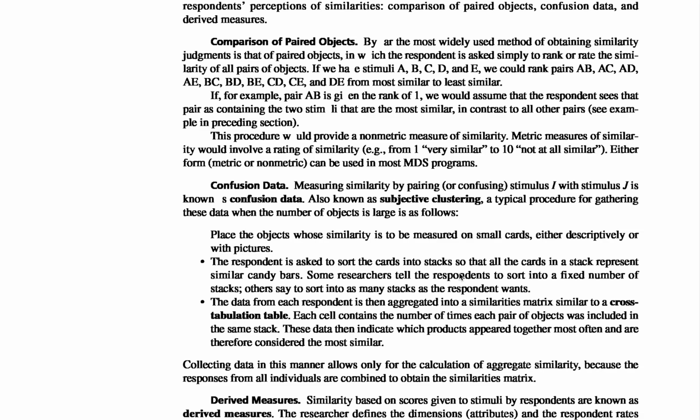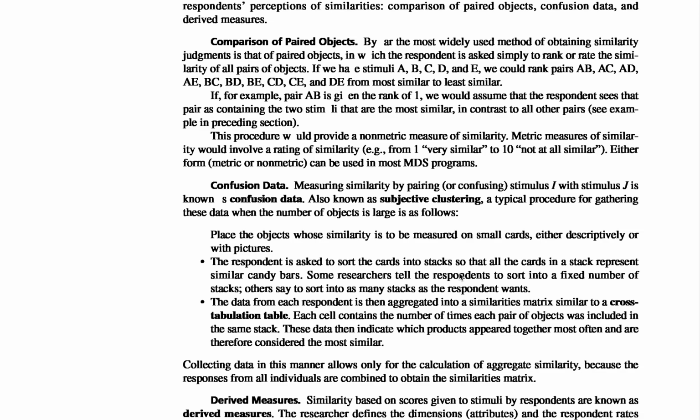A typical procedure for gathering these data when the number of objects is large is as follows. Place the objects whose similarities are to be measured on small cards, either descriptively or with pictures. The respondent is asked to sort the cards into stacks so that all cards in a stack represent similar candy bars. Some researchers tell the respondent to sort into a fixed number of stacks. Others say to sort into as many stacks as the respondent wants.